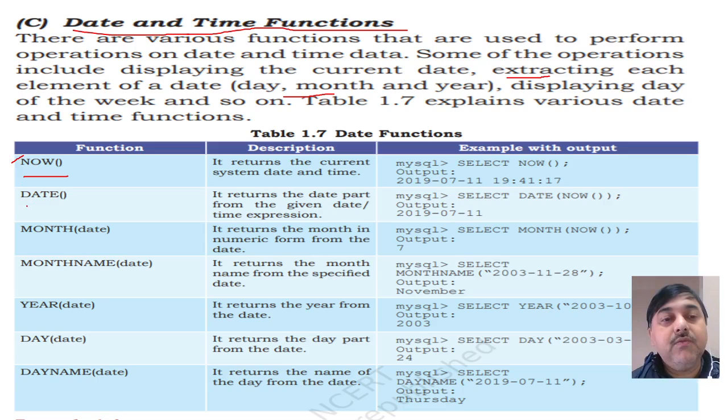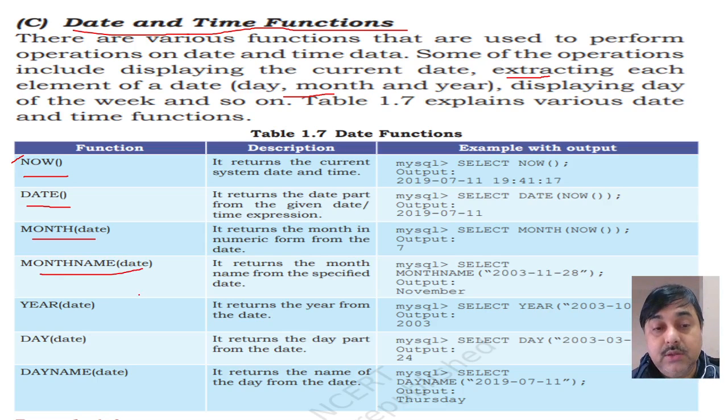After that, we will have a date function. If you want today's date, we can find it out from there. Next we have the month, so we will see the month of today's date and how we can implement it. After that, we will see the month name of today's date.